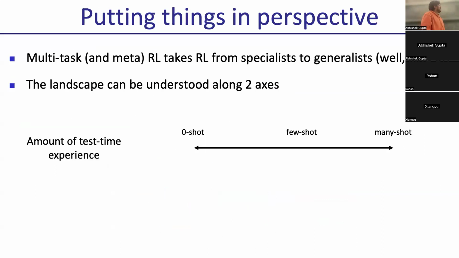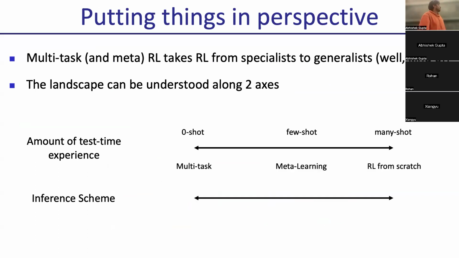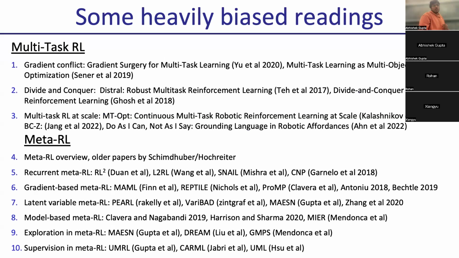Okay, so the landscape can be understood as multitask sitting at zero shot, meta RL sitting at few shot, and then fine tuning and policy gradient, all of that sitting at many shot. Right? And so we have different types of inference algorithms. We did memory-based things, we had variant-based things. You can do latent variable models. There's lots of different ways to do it, but all of them are at different points along the spectrum of zero shot to few shot to many shot. Lots of readings. Some of them are mine, some of them are other people's, but I think they're all interesting. Take a look.